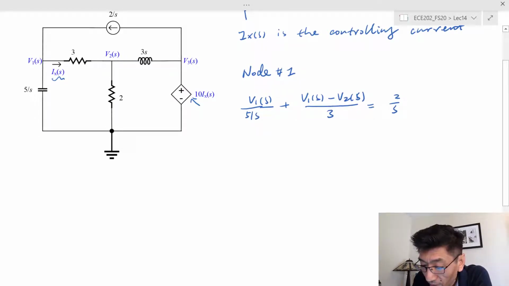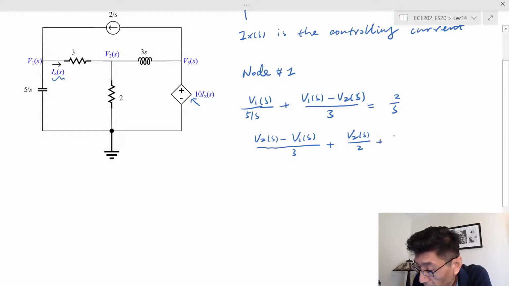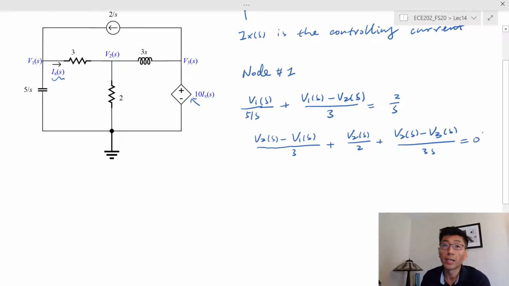The second equation is at node number 2. We have V2 minus V1 divided by 3 ohms. That's the current leaving through that 3 ohm resistance from node number 2, plus the current leaving from node number 2 through this 2 ohm resistance, plus the current leaving from node number 2 through that 3s impedance. That equals 0, since the current entering from the source is 0.